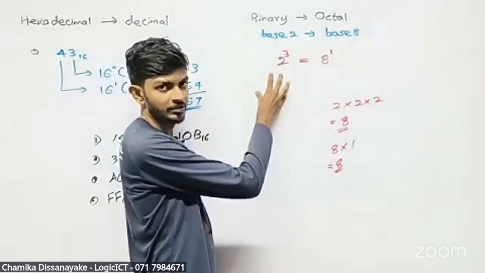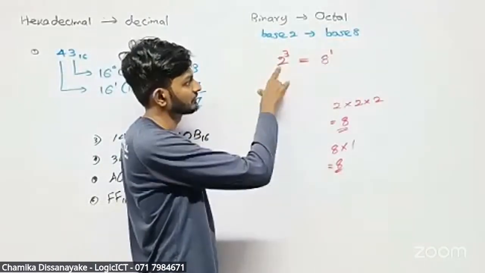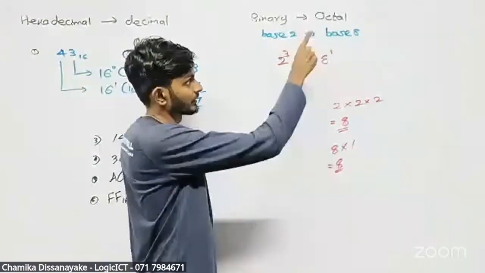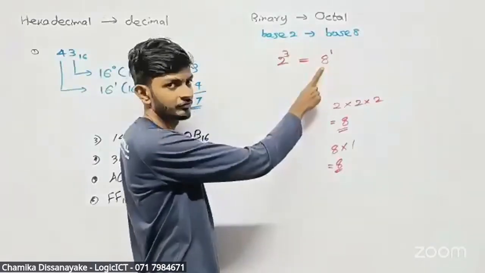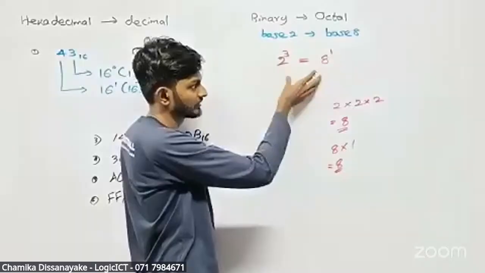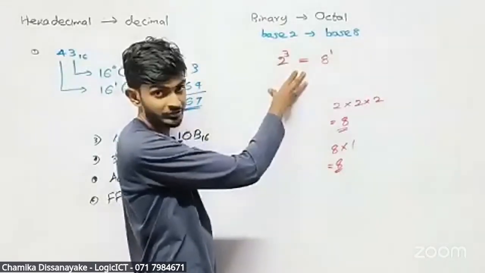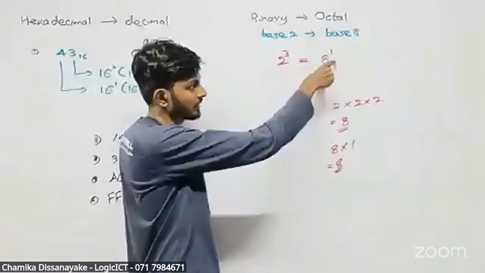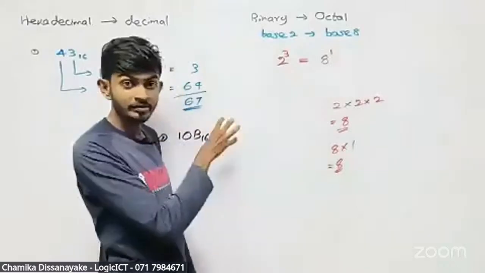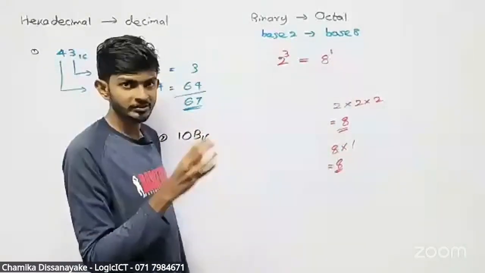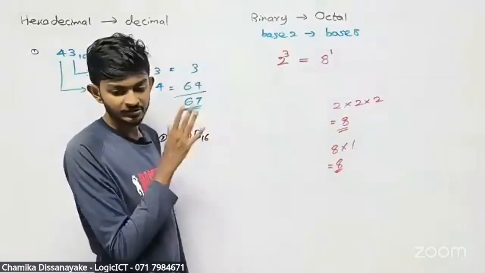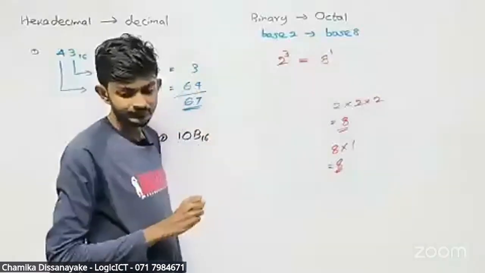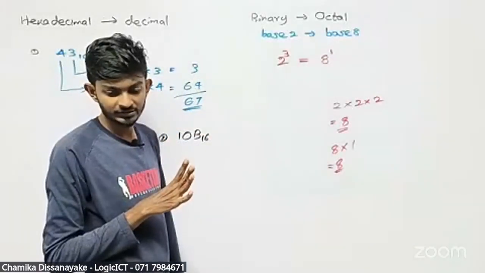Actually, you know that one. So this is binary, which means we have to use the weighting factor as 2. So this is octal. That means here we have to use the weighting factor as 8. Then we have to get the equivalent point. The equivalent point is 2 to the power 3 is equal to 8 to the power 1. This is the lowest equal point. Did you guys understand this one? 2 to the power 3 is equal to 8 to the power 1. Is this okay?